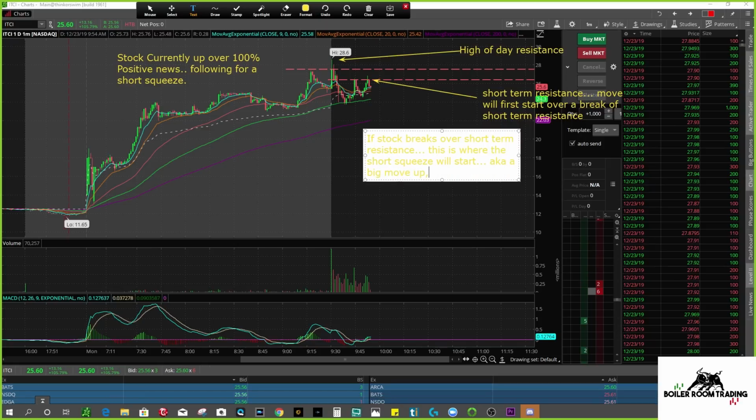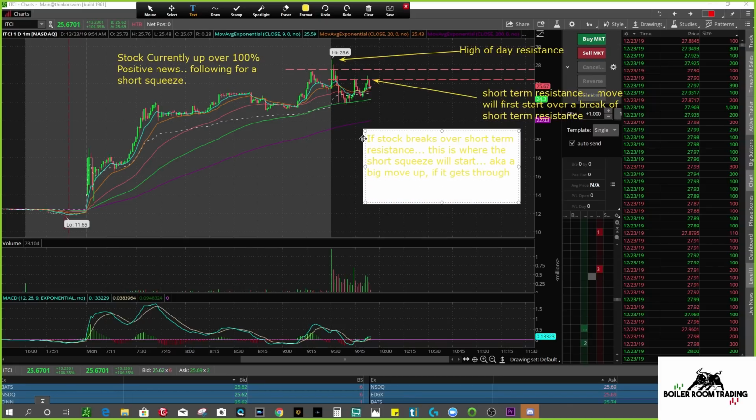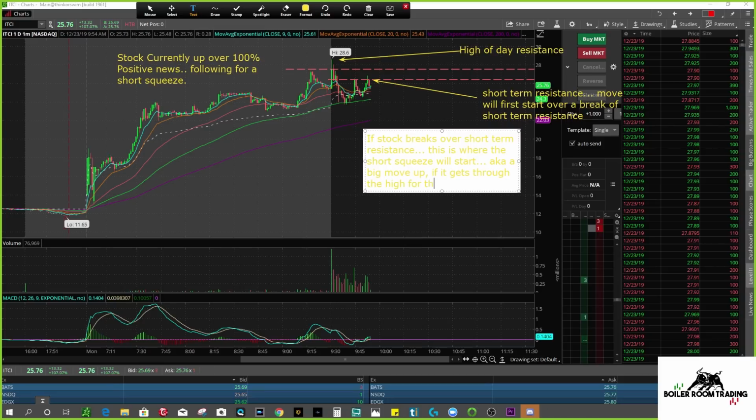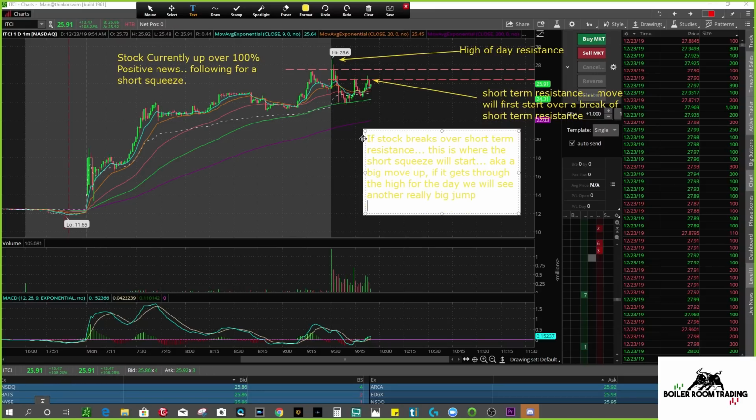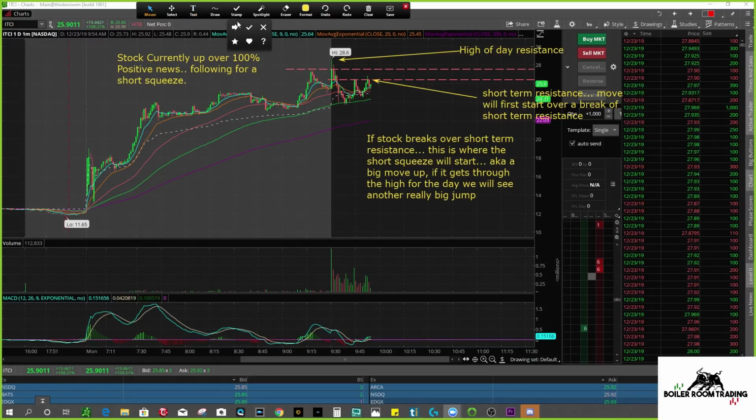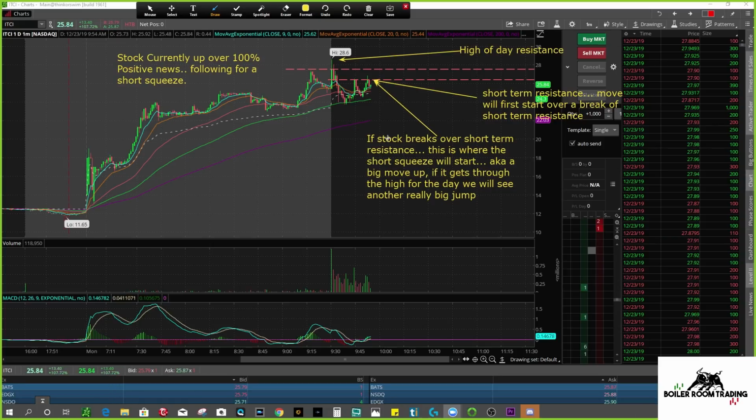And as you can see there in the text, the short-term resistance move will first start over the break of the short-term resistance. So what we're going to be looking to do is place a limit buy order just over the breakout level. So you'll see me do this here.